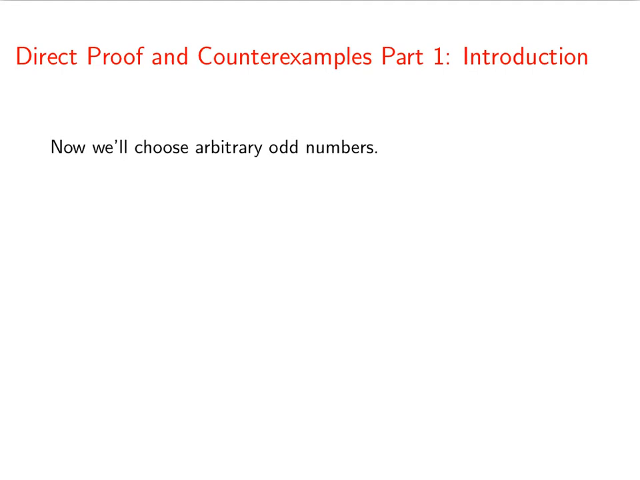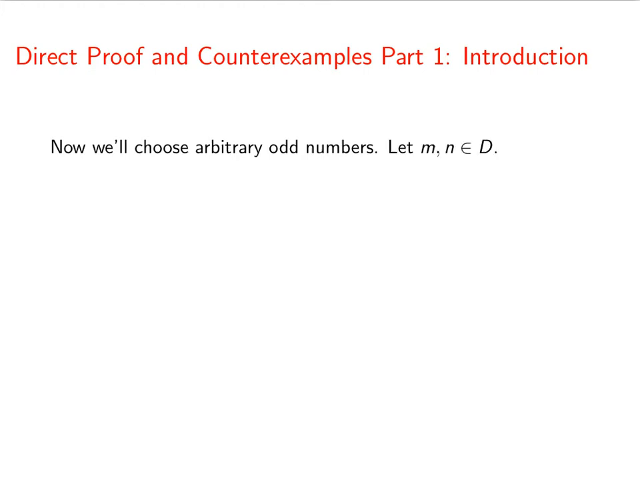Now we're going to choose arbitrary odd numbers. Now we cannot go around choosing particular odd numbers. We don't want to actually deal with any numbers. Like we can't mess around with 3 or 5 or negative 17. We have to make an arbitrary choice.